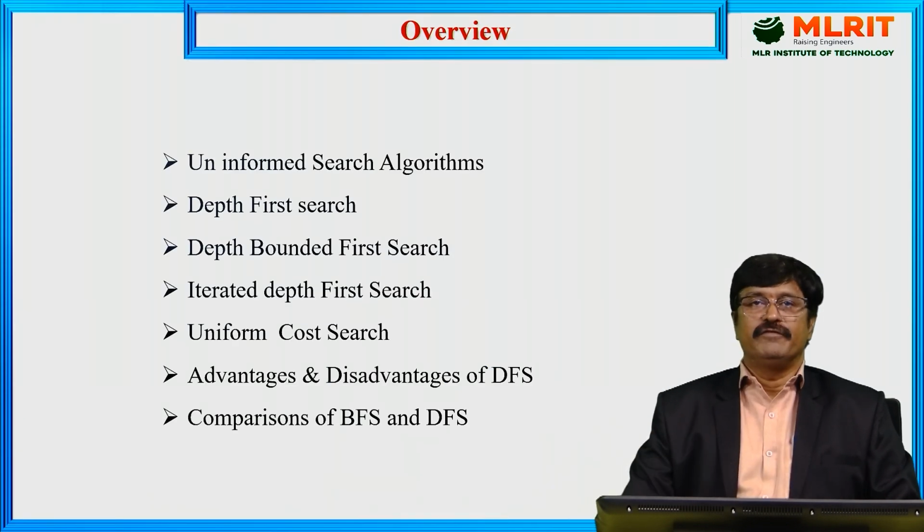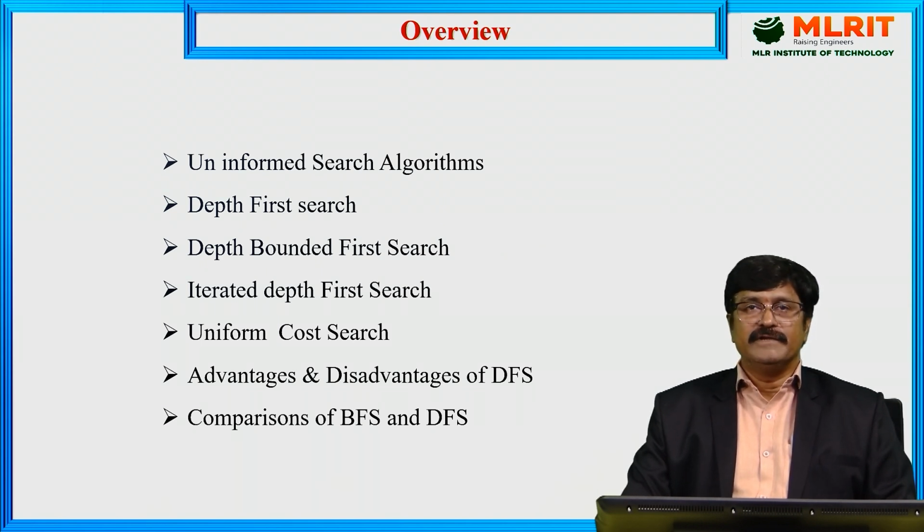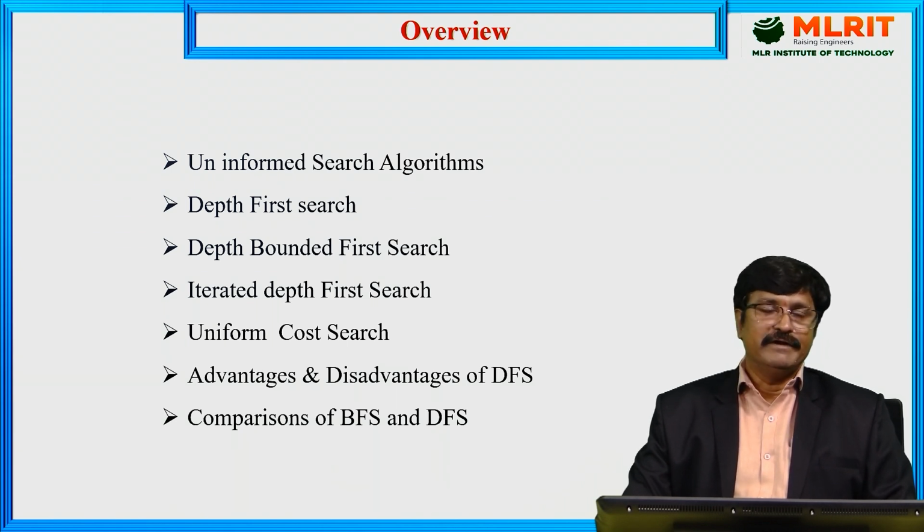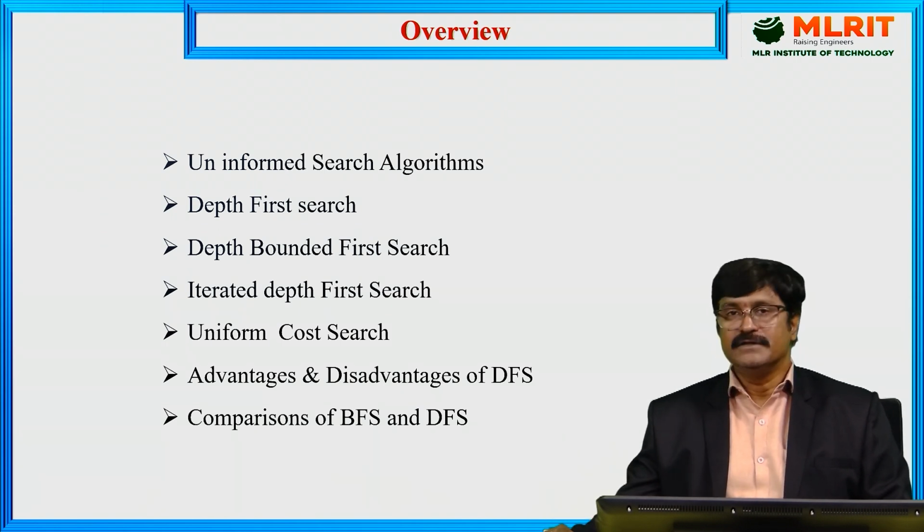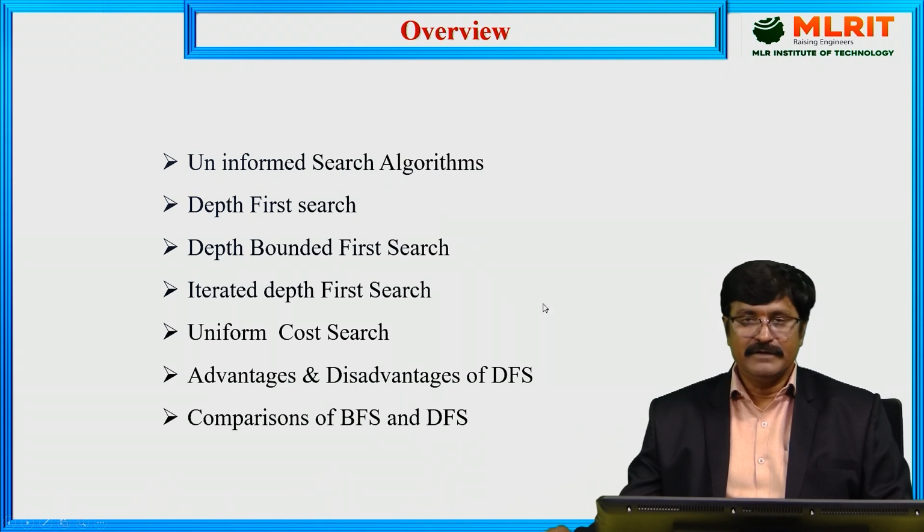Coming to the overview of uninformed search algorithms: last class we discussed one of the algorithms, that is the breadth first search algorithm. Today I am going to discuss depth first search, after that depth bounded search, iterative deepening depth first search, uniform cost search, and the advantages and disadvantages of those, and a comparison of breadth first search and depth first search. These are the topics I am going to cover.